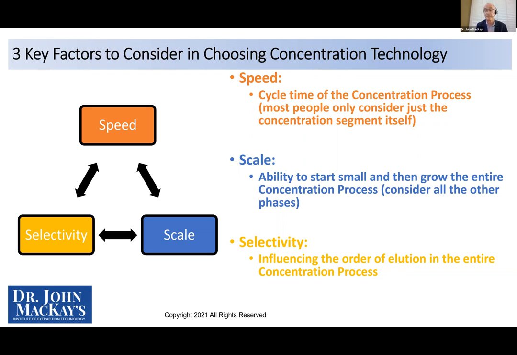Selectivity, influencing the order of elution through the entire process. How do I influence? I can make it go slow in the beginning, change it and go fast. I can change things automatically no matter where the process is. I can keep the ethanol at the exact same temperature. I can change it. I can use butane, propane. I can use different components of that. Each one of these allows me to have some capability.